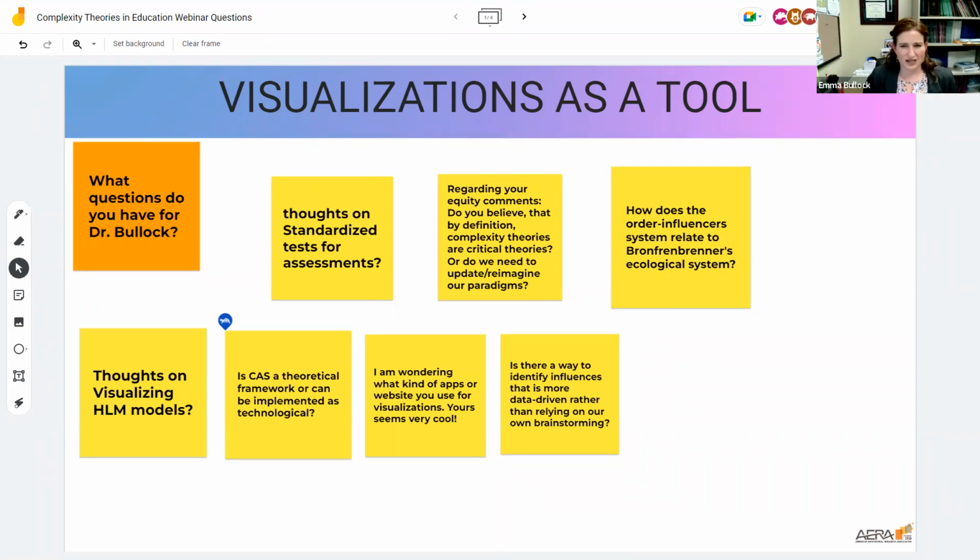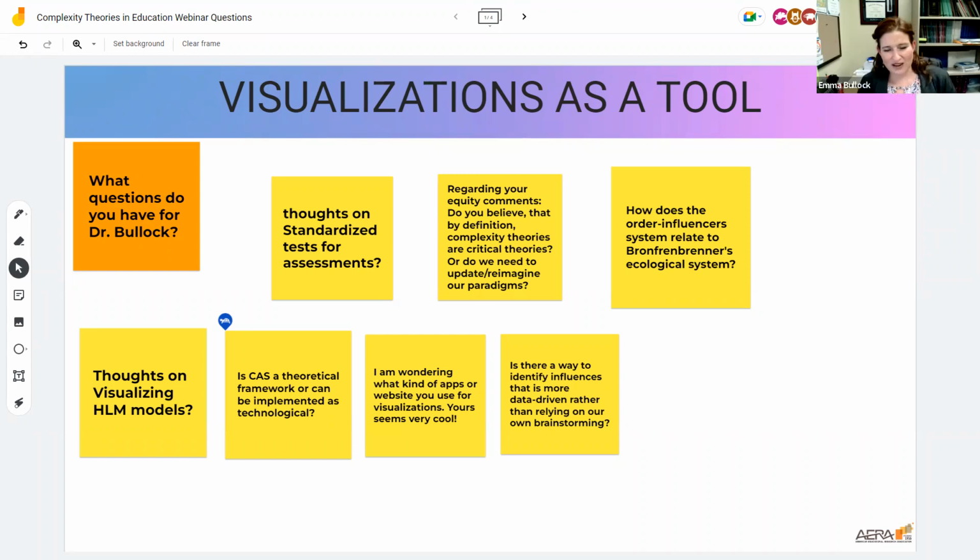How does the order influences in the system relate to Bronfenbrenner's ecological system? I would like to say that I am familiar with Bronfenbrenner's, and if I'm butchering that, I apologize, ecological system, but I am not. And so I will not pretend that I know that. But now I have a good person to go look up and compare to. So thank you for bringing that to my attention.